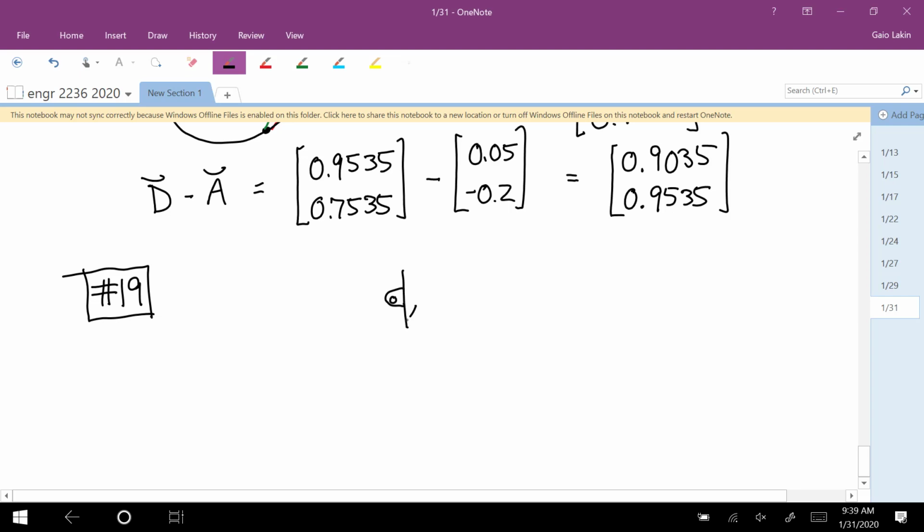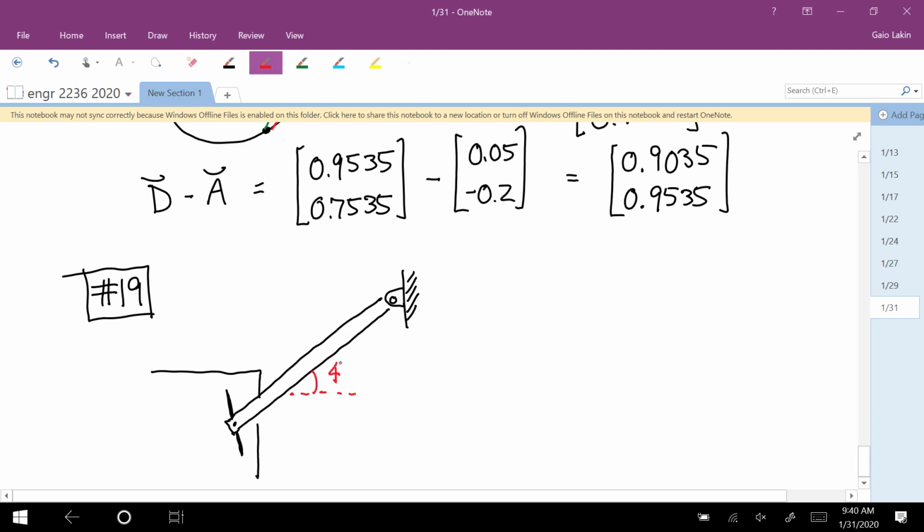So this one, you have a beam that's connected to a pin joint at the wall on the right end. And on the left end, the pin slides in a slot. We're given that this angle is 45 degrees. And then we're given that the slot makes an angle with the vertical of 20 degrees.